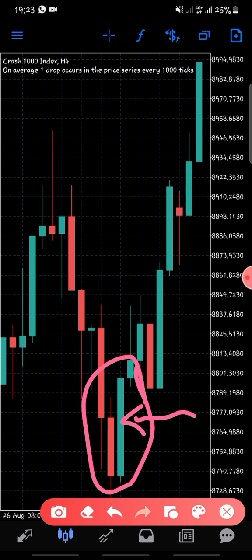So why is this candle formed? Like I said, every candlestick pattern has its reasons to be formed.